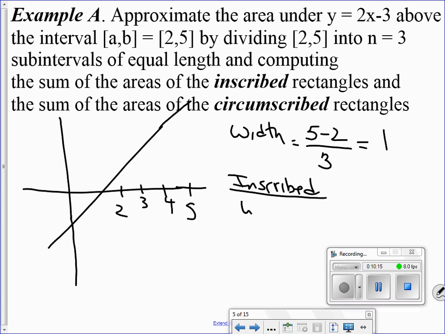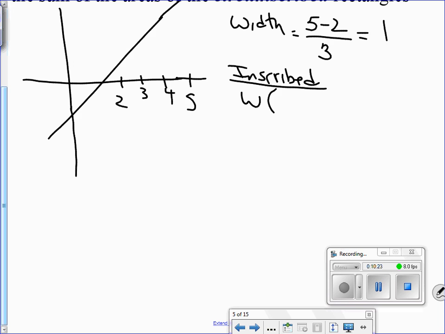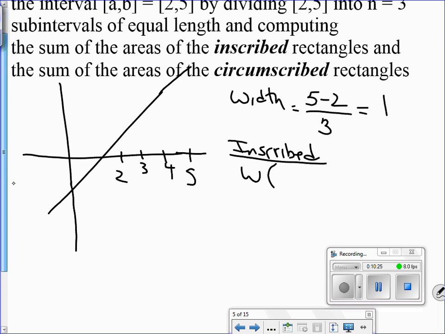The width is going to be the same for each one, so I could pull it out. I know it's 1. I'm going to fill that in a second. But how many heights should I have if I'm using 3 rectangles? 3, right? So I've got to figure out what that first height is, the height of my second, and then the height of my third.